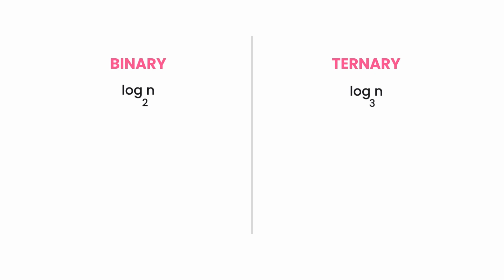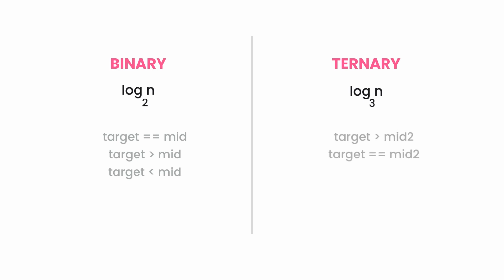With binary search, how many comparisons do we need at each step? 3 comparisons. We have to check to see if the target value equals the middle item or if it's greater or smaller. Now with ternary search, we have to check to see if the target value is greater than the second middle point, or equal to the middle point, or less than the second middle point and greater than the first middle point, or equal to the first middle point, or less than the first middle point. So many comparisons. So that's 5 comparisons in each step.